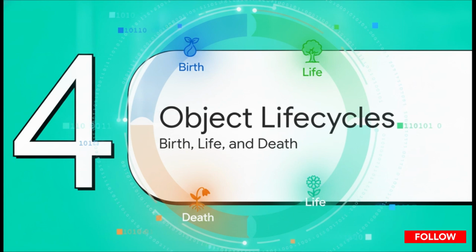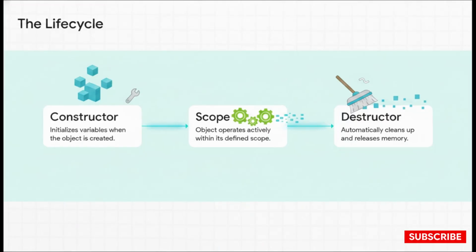Next up, Section 4, Object Life Cycles. Birth, life, and death. Because objects aren't just static clumps of data, they actually go through a distinct life cycle. Step 1. The constructor is called when the object is created, perfectly initializing its variables. Step 2. The object operates within its scope. And Step 3. The destructor, which is marked by that little tilde symbol, runs automatically when the object is destroyed.